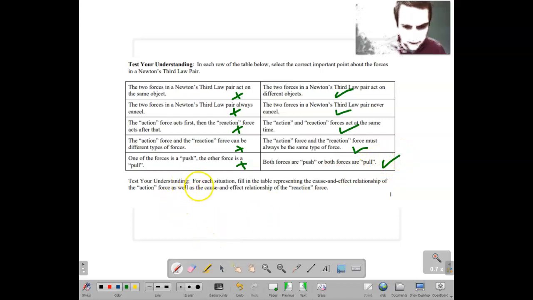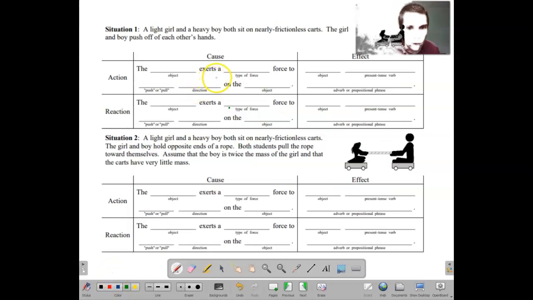So then it says for each situation. Oh, this is on the next page. For each situation, fill in the table. We'll do that now. A light girl and a heavy boy both sit on a nearly frictionless cart. The girl and boy push off of each other's hands. So let's fill this in.